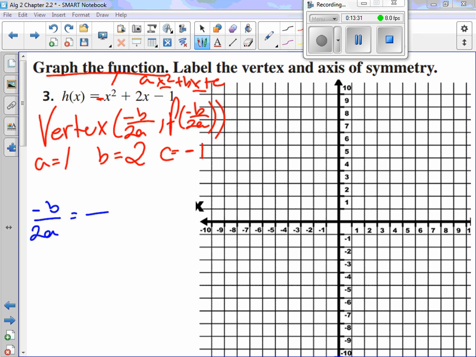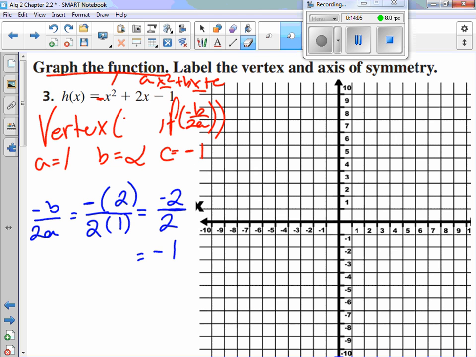Okay, negative b over 2a. So what's the value of b? A is 1. So we plug in 2 and 1 into this here. And then we can simplify. Well, negative 2 is just going to be negative 2. 2 times 1 is? And this simplifies to negative 1. So the x value of the vertex is negative 1.